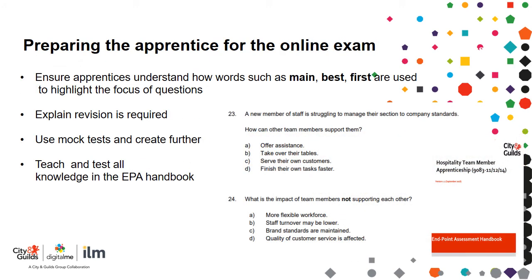It is important that you use the EPA handbook to teach all of the knowledge for the online test. As this test covers knowledge across all of the standard, it is imperative that the apprentice carries out revision. There is one mock test per standard. Should you wish, you could always develop more by using our mock test as a guide and creating further questions using the handbook to question other topic areas.